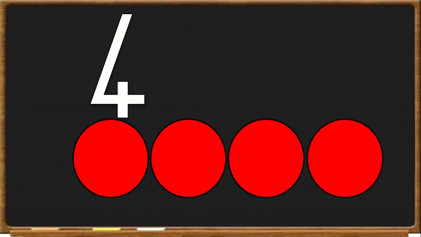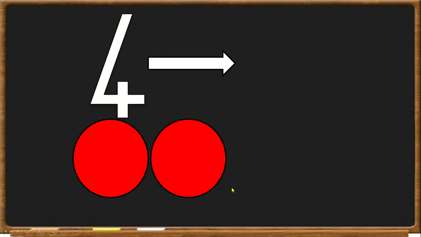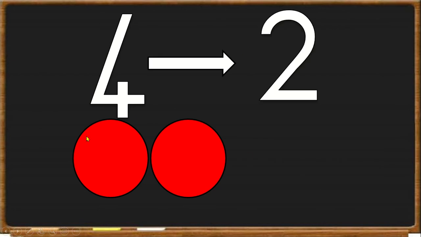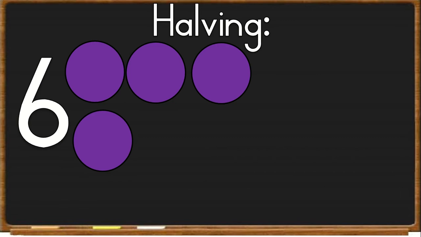So here we have 4. I'm going to cut it in half, and it leaves me with 2. Now we're going to look at 6.